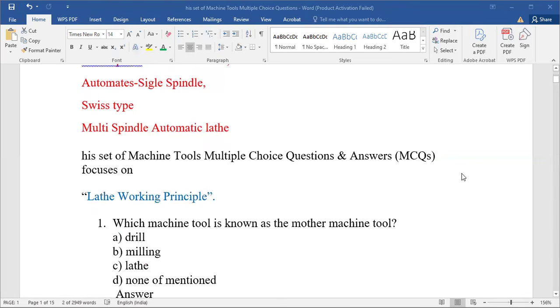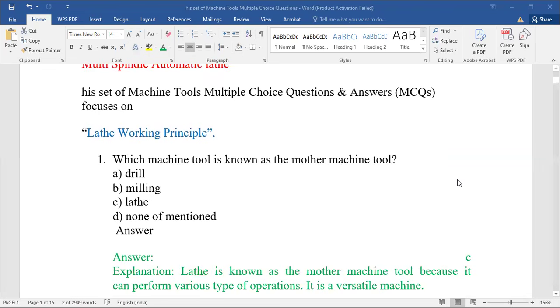See here, multi-spindle automatic lathe. Now the machine tool multiple choice questions and answers. First, I will focus on the lathe machine and lathe working principle. Which machine tool is known as the mother of machine tool? Drill, milling, lathe, none of the mentioned. Explanation: lathe is known as the mother of machine tool.